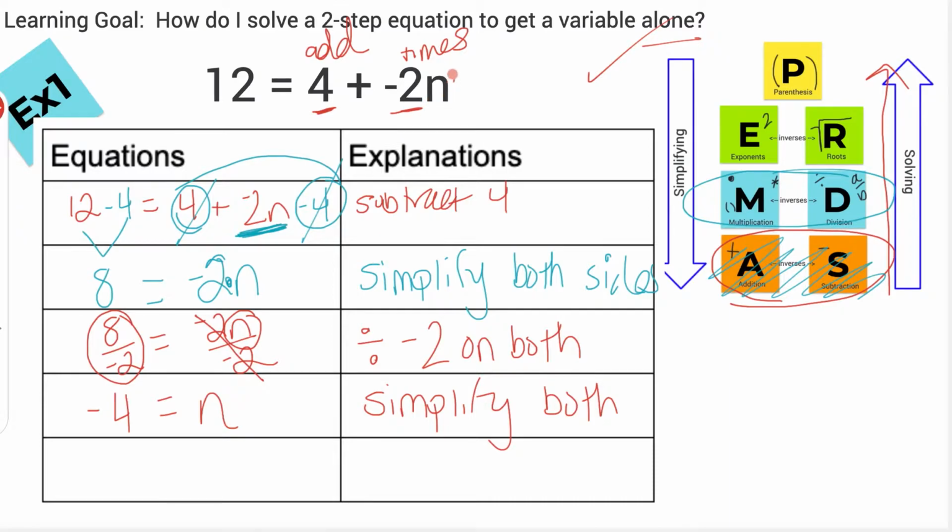And that means that if I were to replace this with a negative 4, this equation would be true. 4 plus negative 2 times negative 4 is 12. And we could check that, but I'm not going to do it at this point. Okay, that's example 1. Let's try another.